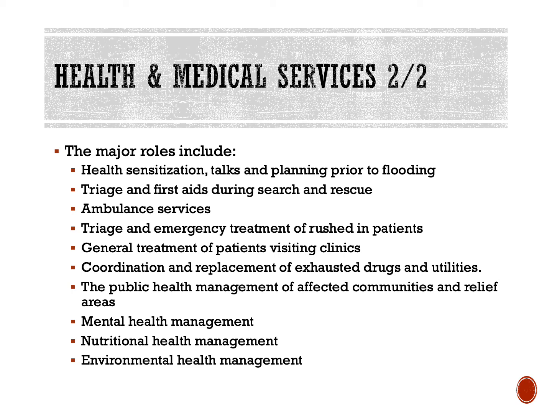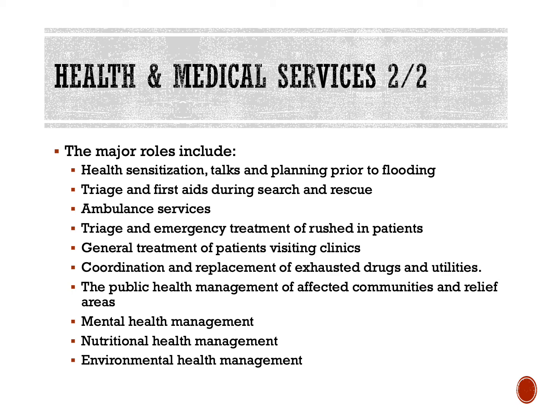Triage and first aid are during search and rescue. So you then categorize people according to how severe and how accessible the health services they need are. There's need for ambulance services to move people. Even when people get to the health facility, they need to be triaged and then provided emergency care. You have to treat people. You have to coordinate drugs and utilities. As you know, transportation might be affected, so you need to think through how you make sure there are adequate drugs and health utilities to meet the service.